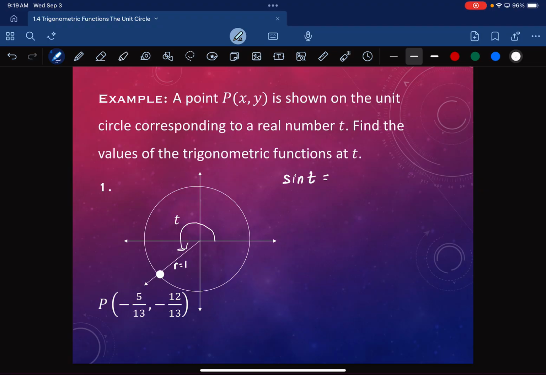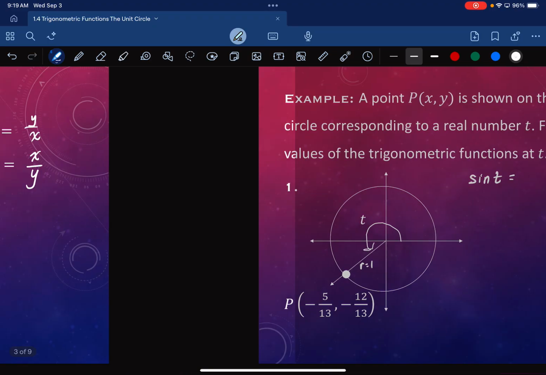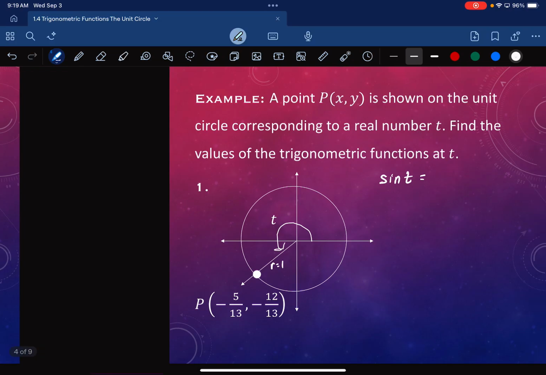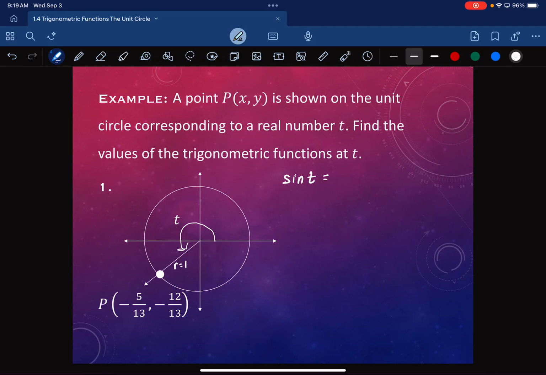It doesn't really matter. All right, so taking a look at this, the sine value is supposed to be what? Over here, what did it say? y, right? The sine value is y. So what is the y value of this ordered pair? Negative 12 over 13. You got it right there, yeah?